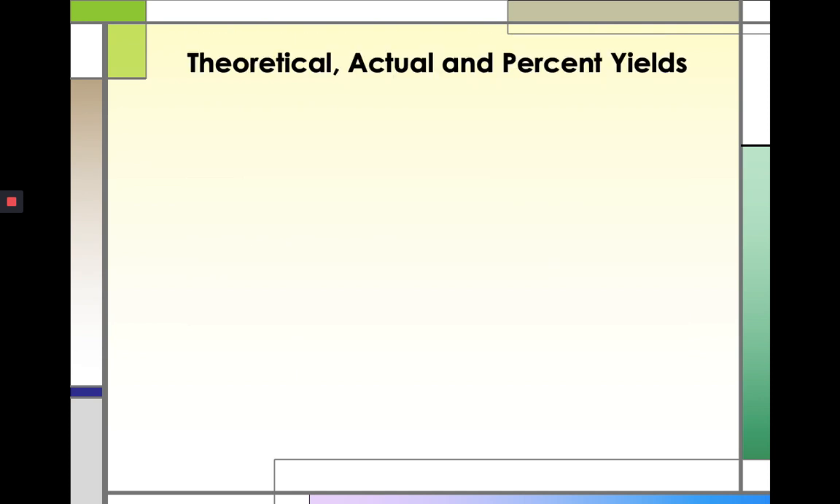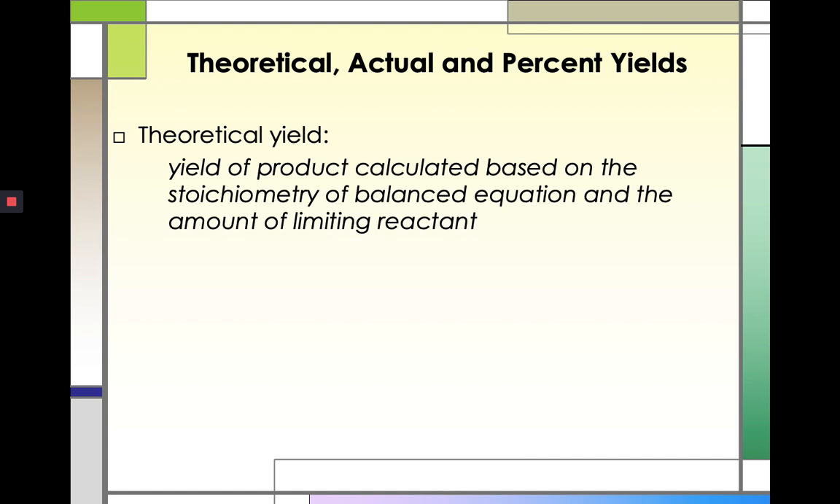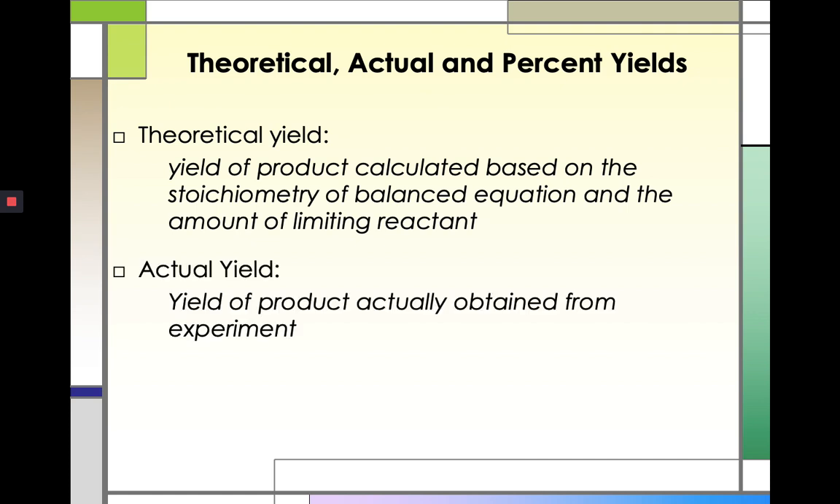All right. So there are also a few terms I'd like to point out. Theoretical yield is the yield of product calculated based on the stoichiometry of the balanced equation and the amount of limiting reactant. So after calculating the amount of products based on the limiting reactant, we can obtain the theoretical yield. Now, there's also the actual yield, which is the yield of product actually obtained from the experiment.